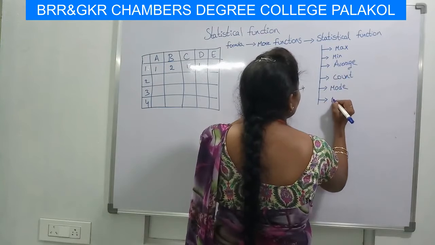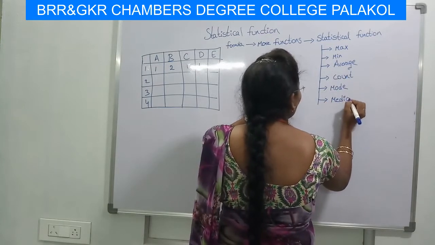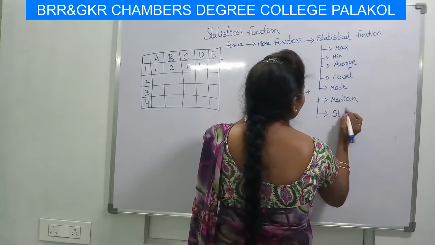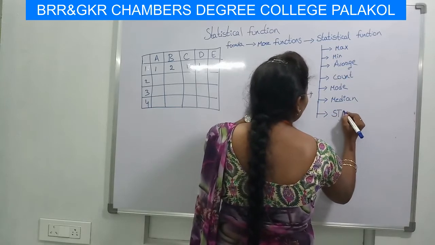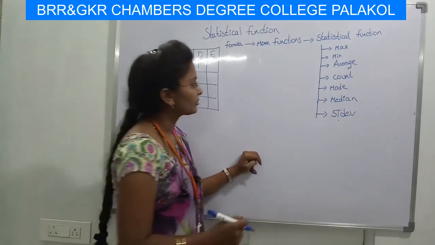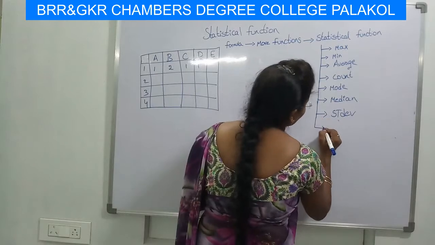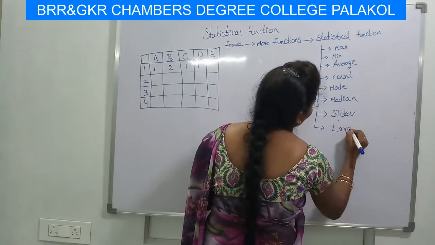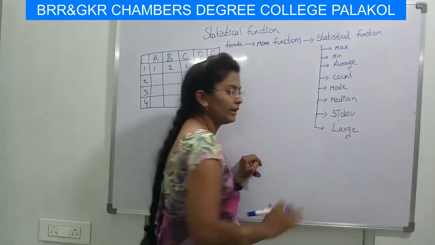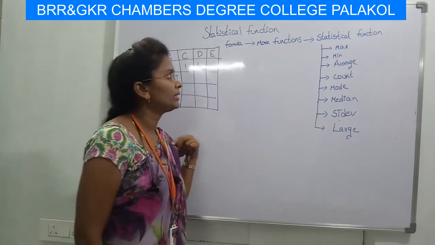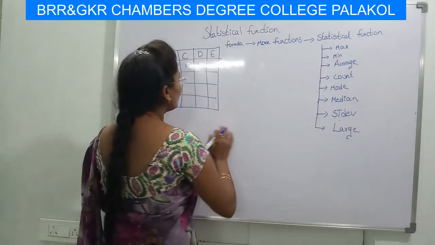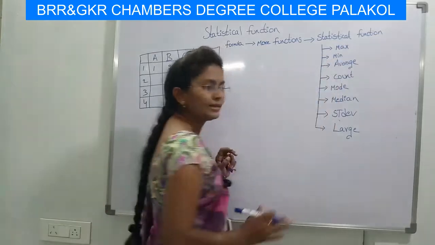Sixth one is median. Seventh one is standard deviation and then the next one is large. 1, 2, 3, 4, 5, 6, 7, 8. Here I am taking 8 types of functions and first I am selecting the maximum function.